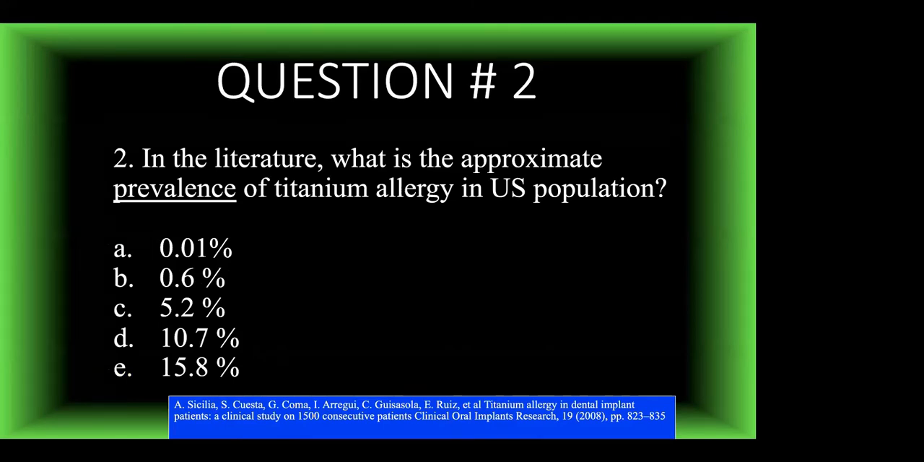Our next question, in the literature, what is the approximate prevalence of titanium allergy in the US population? And that is due to a study that was done evaluating this. Is it 0.01%, 0.6%, 5.2%, 10.7%, or 15.8%? Robert, the question and answers. So please select A, B, C, D, or E. Okay, and oh, very good. B is the correct answer. So we did pretty good on that one.